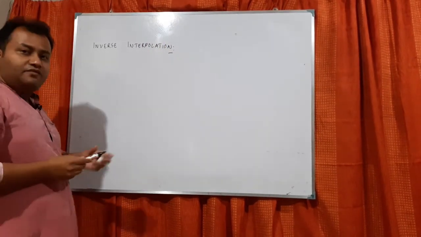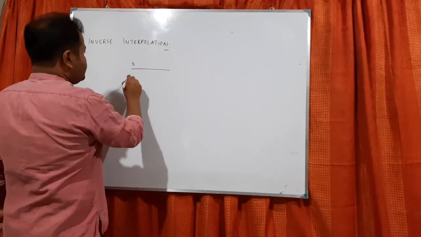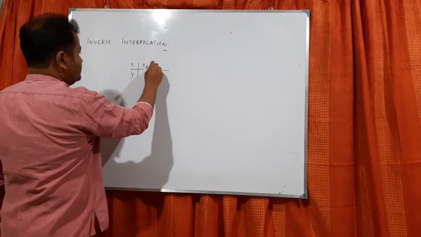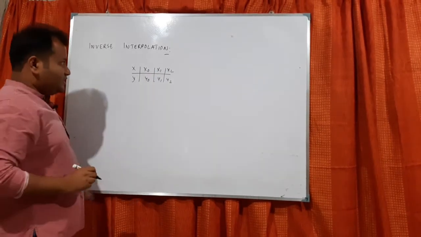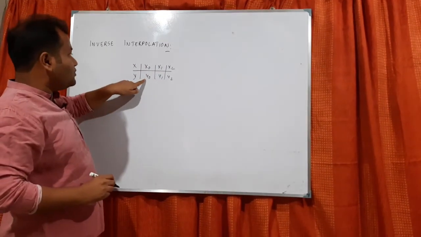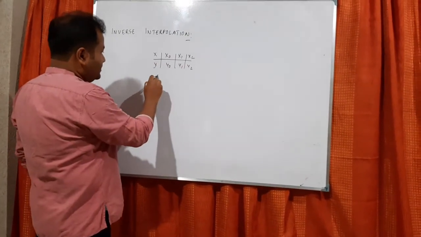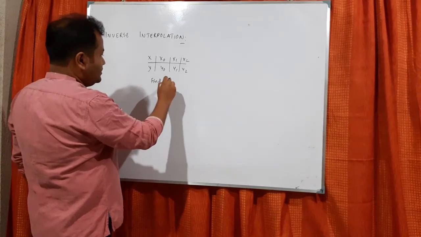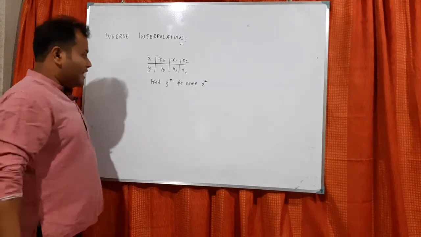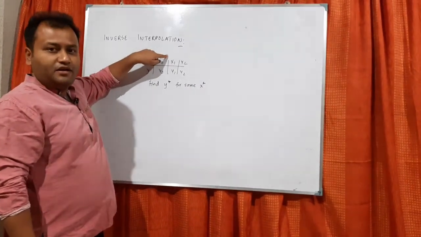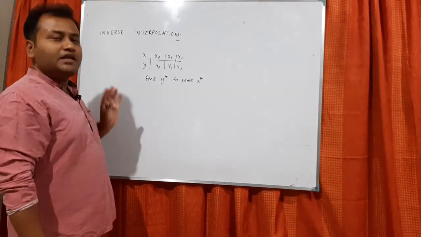What is the meaning of inverse interpolation? Normally in interpolation, suppose this data is given: x is x0, corresponding y value y0, x1, y1, x2, y2. Suppose you have to find y star for some x star. So some unknown x will be given, and for that you have to find the value of unknown y with the help of this table.